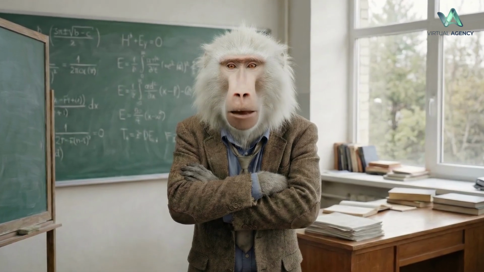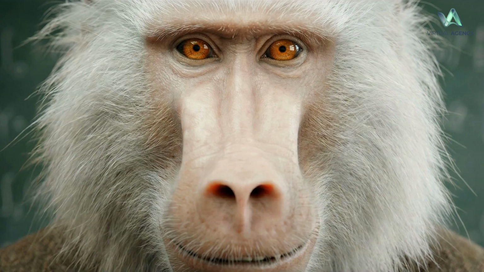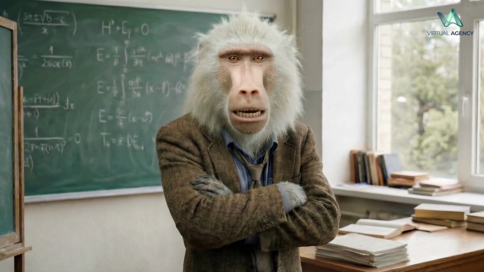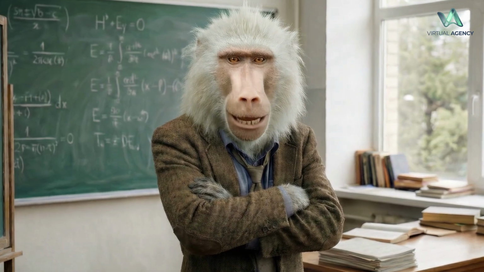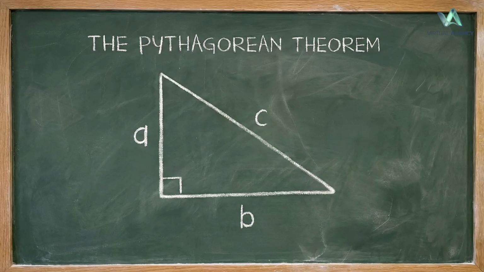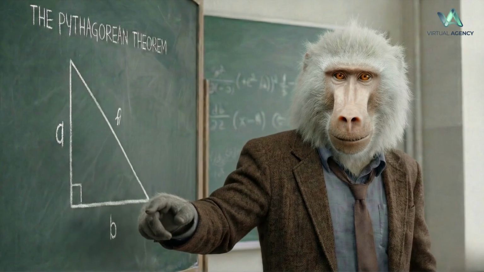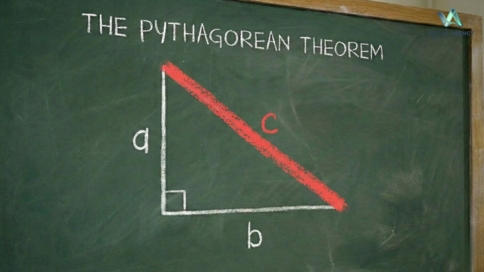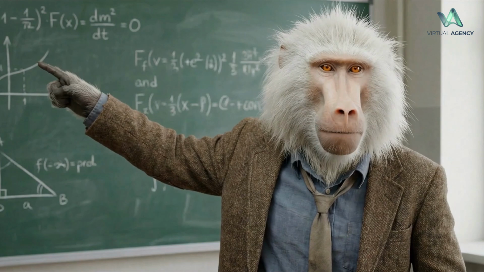Today, let me help you rediscover the Pythagorean theorem. Without further ado, take your seats, let's begin. In this triangle, we call the two sides that form the right angle A and B. The side opposite the right angle, the longest side, is called the hypotenuse, and we will call it C.